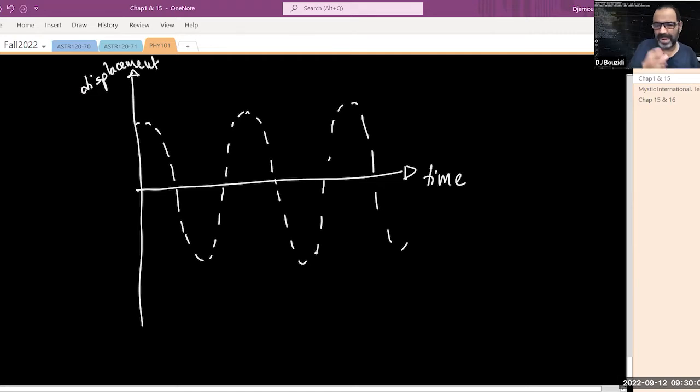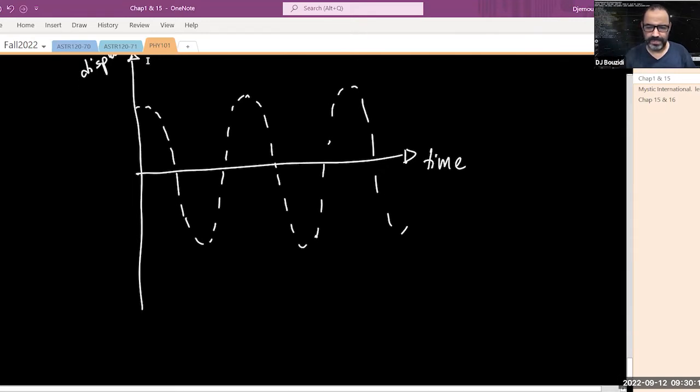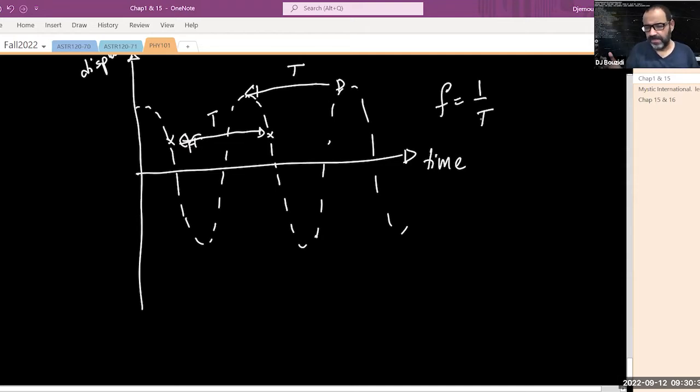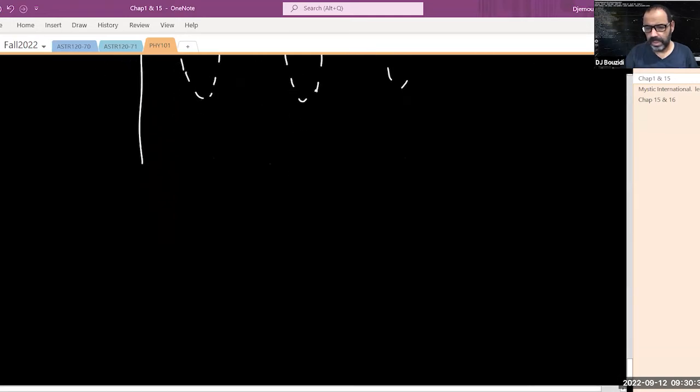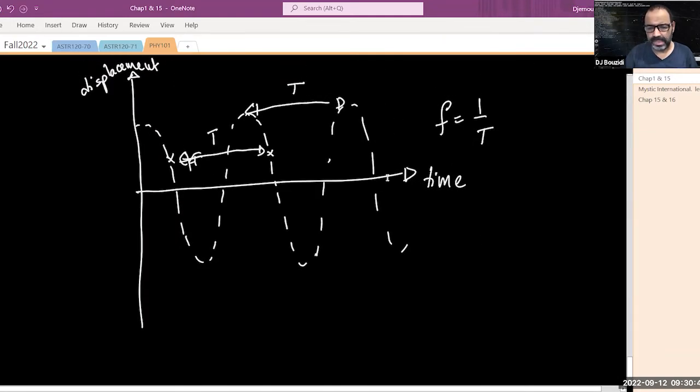For the case of sound, it's going to be the pressure, because the air pressure or the air density changes. At the same time, this distance from here to here, or from here to here, is what we call the period, T. It's related to the frequency in the same fashion as an oscillation. Frequency and period are inversely proportional to one another. Period is measured in seconds because time is in seconds.